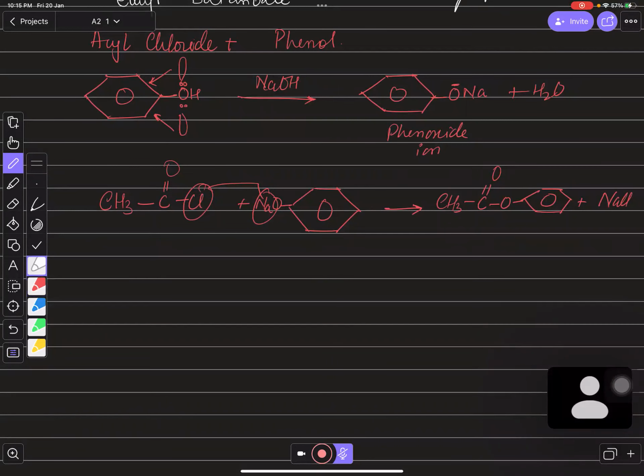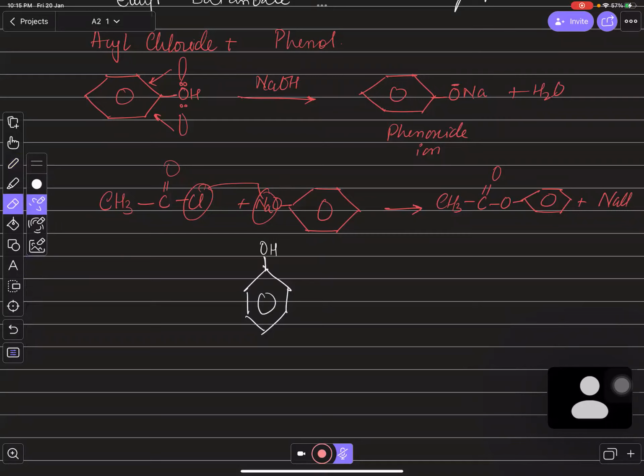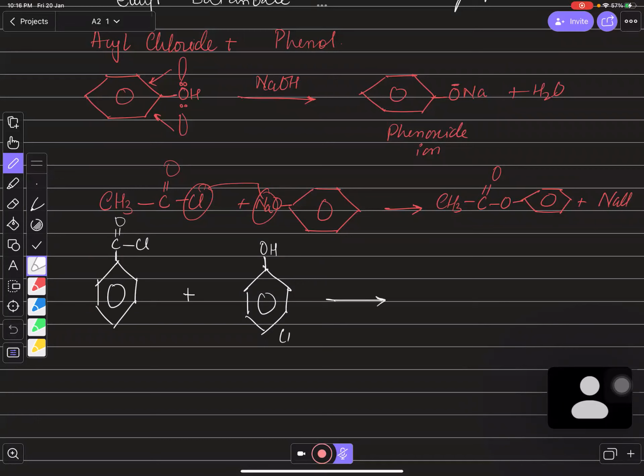For suppose now I have phenol that's on its place. I have phenol, right? But this time for suppose I don't have acyl chloride. मेरे पास क्या है? मेरे पास benzoyl chloride है. For suppose मेरे पास यहाँ पर भी बेंजीन है, ठीक है ना? और यहाँ पर लगा हुआ है मेरे पास क्या? कार्बन डबल बॉन्ड ऑक्सीजन एंड क्लोरीन. I have this one. So if I want these two be reacting together, so what I need to do, first of all, I need phenol in NaOH.